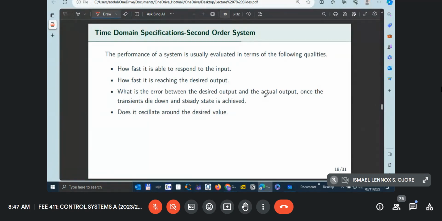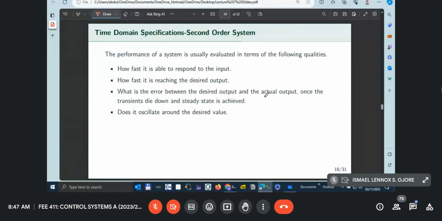Any question? Yes, hello, sir. Yeah, for let's say a system where we require oscillations, will we use the case where the damping factor is 0, because you've shown us that it has sustained oscillations?